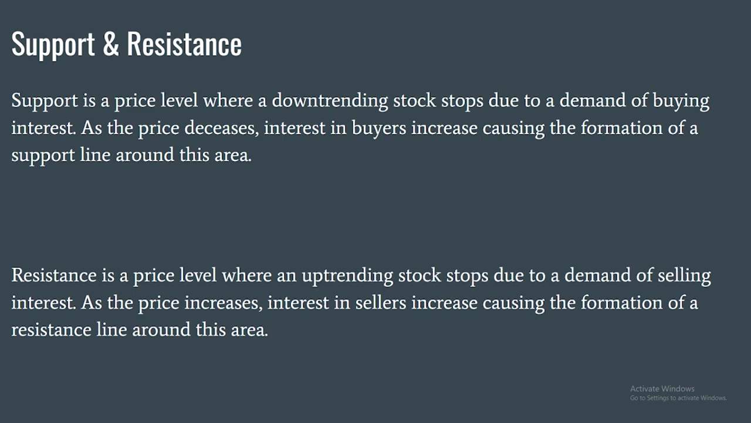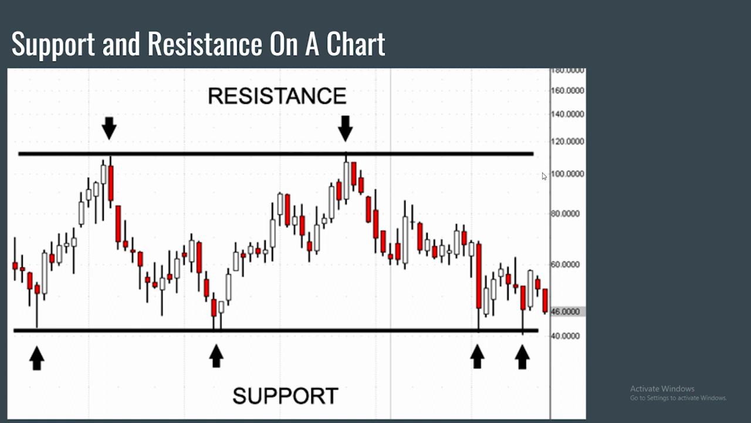Now, resistance. Resistance is a price level where an uptrending stock stops due to a demand of selling interest. As the price increases, interest in sellers increase, causing the formation of a resistance line around this area. So as a price keeps on moving higher and higher and higher, eventually it's going to stop somewhere. And if it's near an area of resistance, there's more interest in selling that to take profits rather than buy into it, causing that resistance area and that roof of an area where the price will then start to fall after. But let's look at some charts and see what we're actually dealing with here.